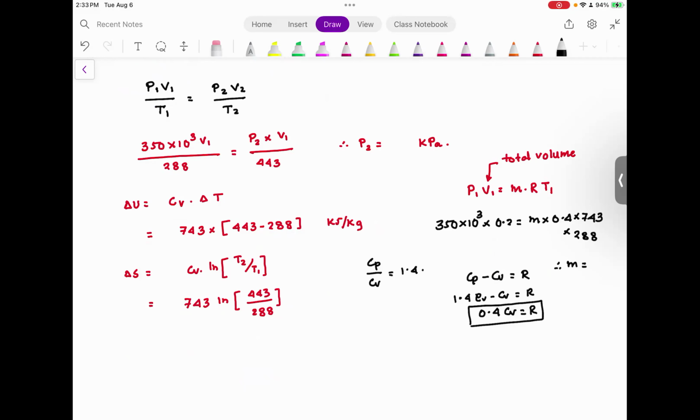Everyone understood this problem? I'll explain this problem once again.